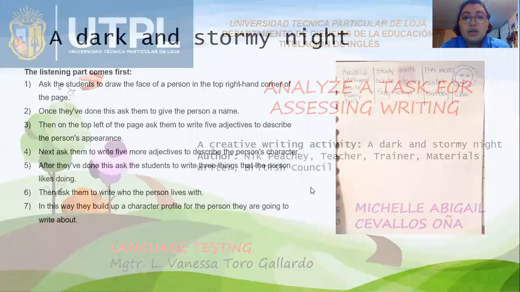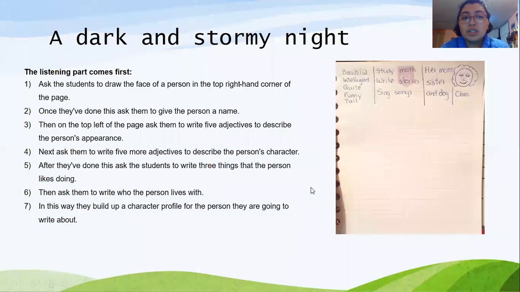So, I want to explain what the task is in order to do the analysis. We have two parts in this task, the listening part and the writing part. The listening part comes first, and it says that we have to ask the students to draw the face of a person in the top right hand corner of the page, as you can see in this part.